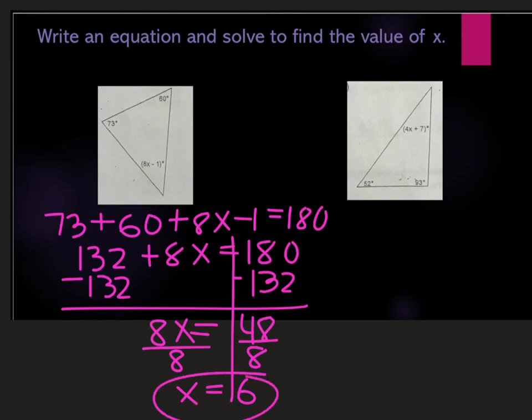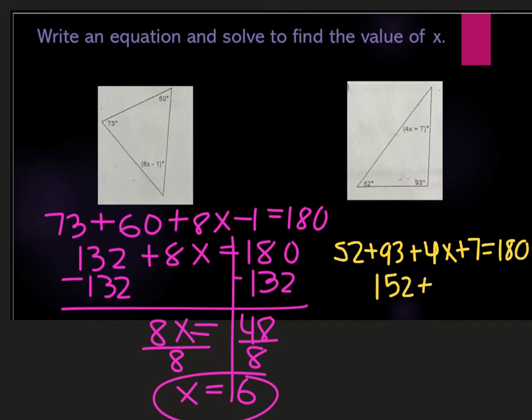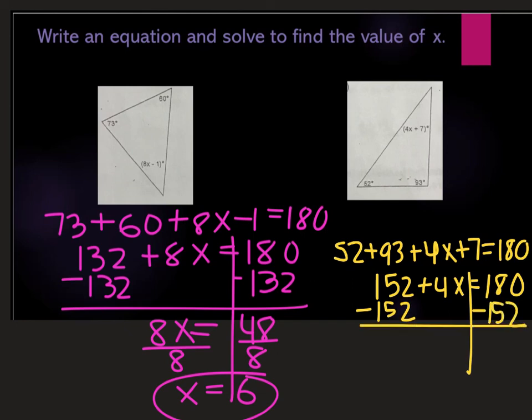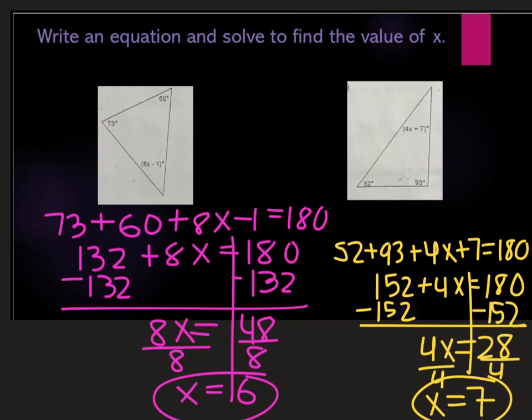Same idea for the next one. We have 52 plus 93 plus 4x plus 7 all equal to 180. When you combine like terms, you should get 152 plus 4x equals 180. Solve the same way, so subtract 152. And we already did close to that math on the other side, so 4x equals 28. Divide by 4, x should equal 7 for this one.